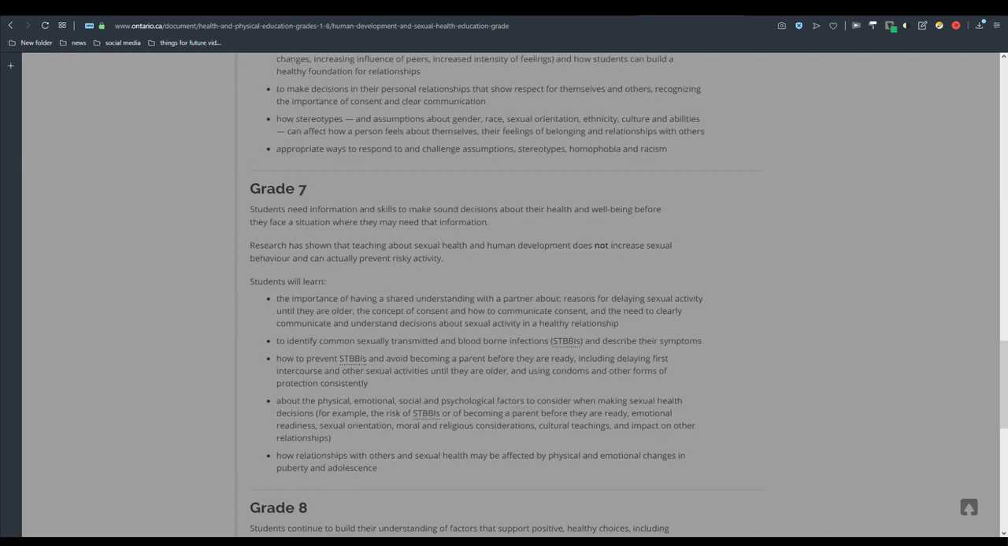So, in grade 7, they're going to be learning consent and reasons to delay sex. They're going to be learning to identify and prevent STDs, and factors to consider in decisions about sexual health. They're going to be learning how puberty and adolescence affect relationships and sexual health. They're going to be learning the pros and cons of tech, online safety, and sexting. They're going to be learning the impact of bullying and harassment for sexual orientation, the implications of substance use and abuse, and mental health and problematic substance use.